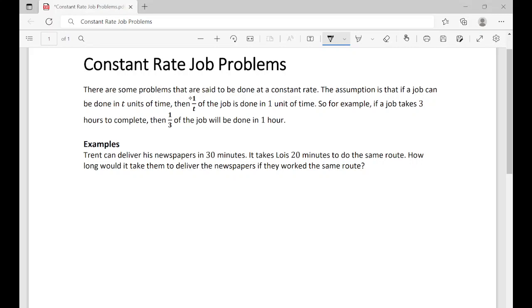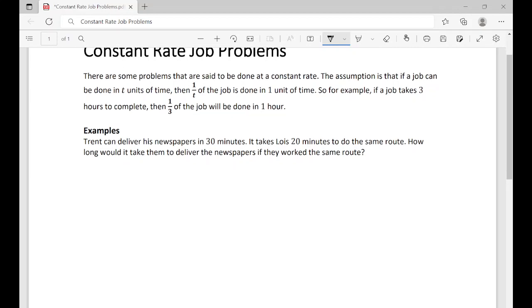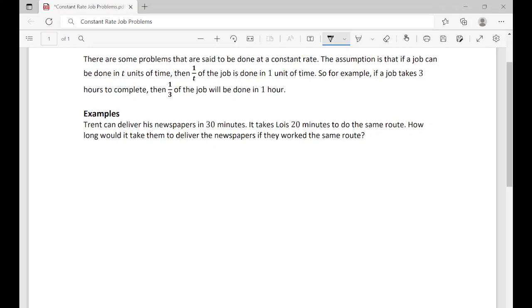There are some problems that are said to be done at a constant rate. The assumption is that if a job can be done in t units of time, then we could say that 1 over t of the job is done in 1 unit of time. So for example, if a job takes 3 hours to complete, then 1/3 of the job will be completed in 1 hour. So when it comes to these constant rate problems, we want to use fractions to solve it.